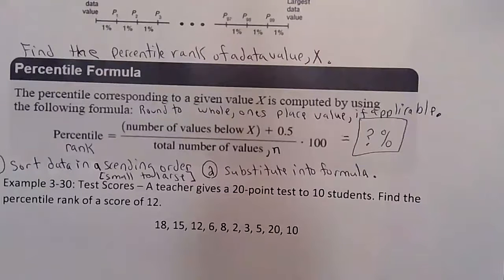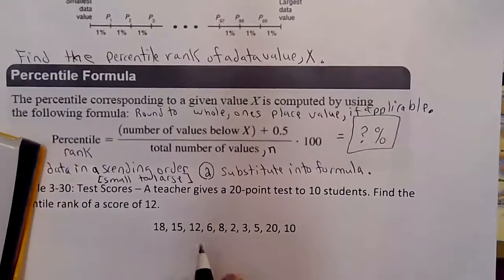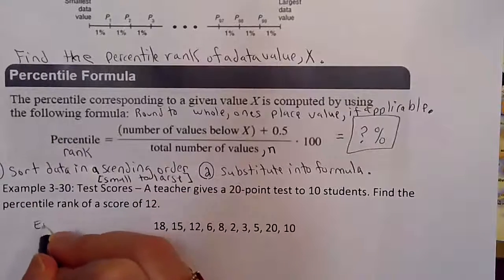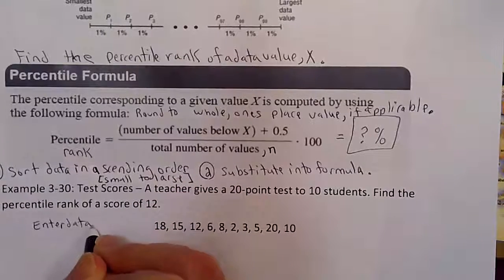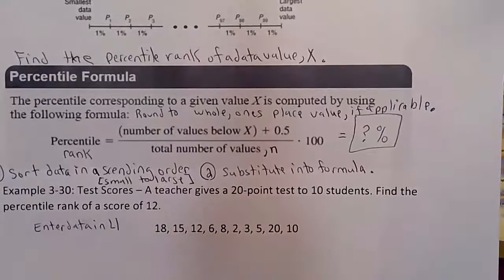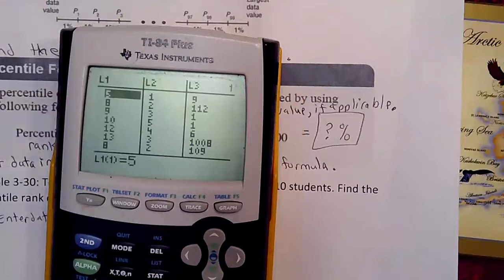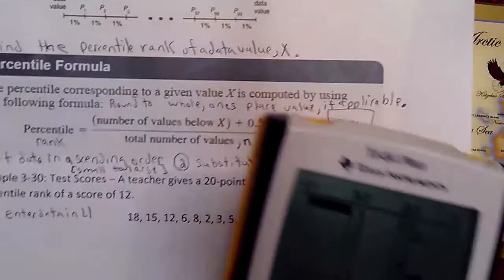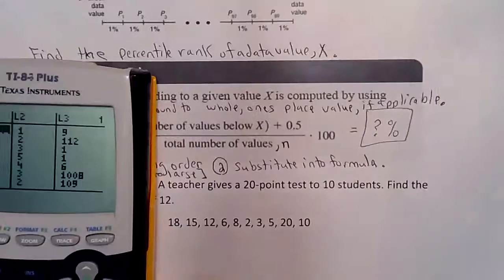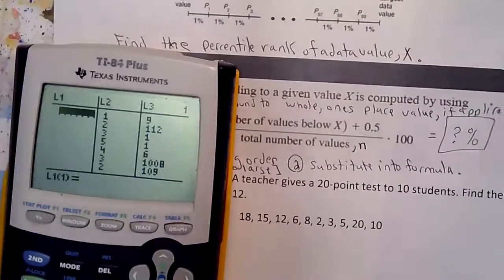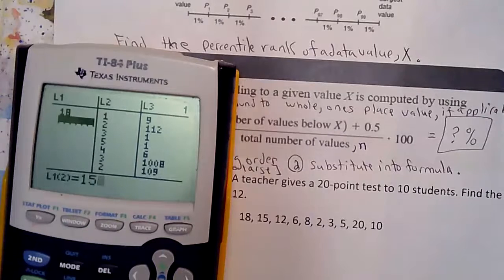Remember, you can always enter your data in L1, and then you could sort it. So I go to stat, edit, go up to the top, clear, and then I start typing this in. So we have 18, 15, 12, 6, 8, 2, 3, 5, 20, 10.